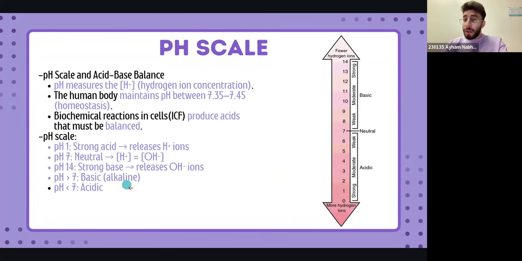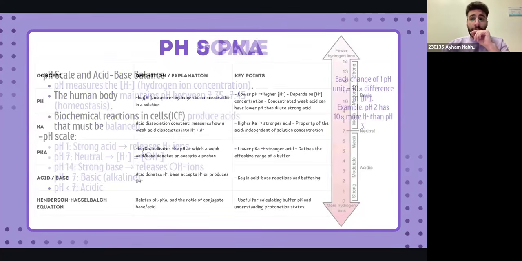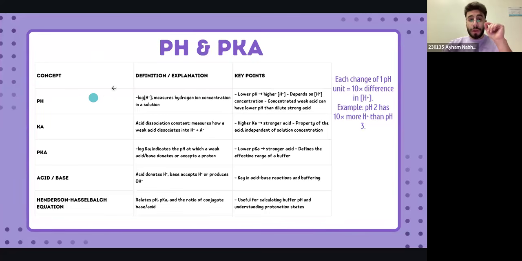A pH more than 7 is basic, and a pH less than 7 is acidic. That's the basic information that you all need to know in this slide. Summarizing Dr. Abdul Jabbar's lecture in one table, you would have this table. So, what is the difference and relationship between pH and pKa? Let's break it down into small points.